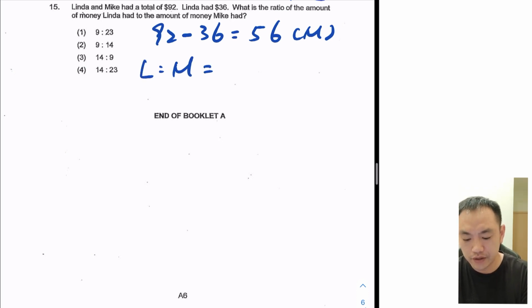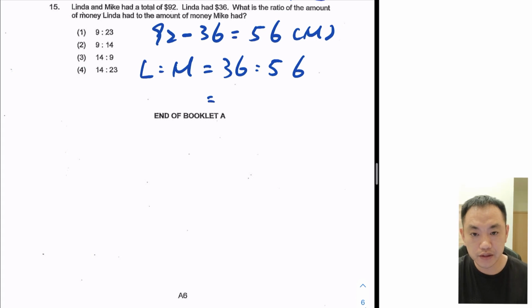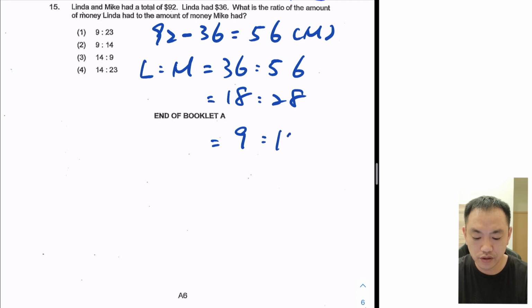Now they are asking for the ratio of Linda's money versus Mike's money. Okay, so Linda's money is 36, Mike's money is 56, and you can simplify this. Both of them are multiples of 2, so you can divide by 2, which gives 18 versus 28. You can simplify again. Both of them are still multiples of 2, so 18 divided by 2 equals 9. 28 divided by 2 is 14. So the answer is 9 to 14, which is 2.